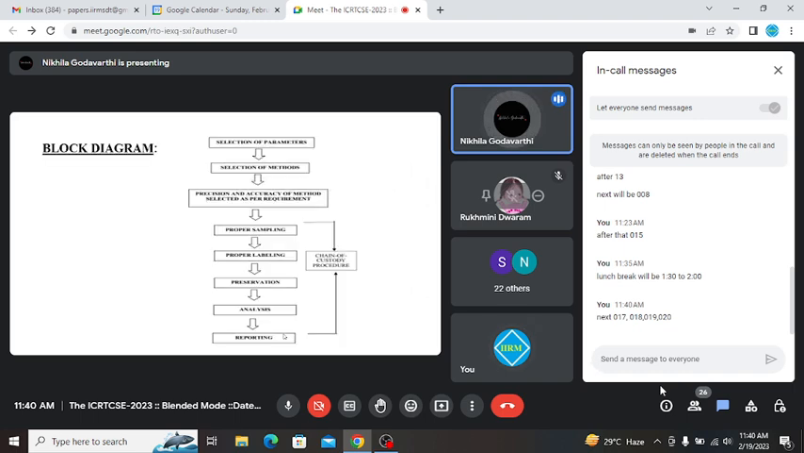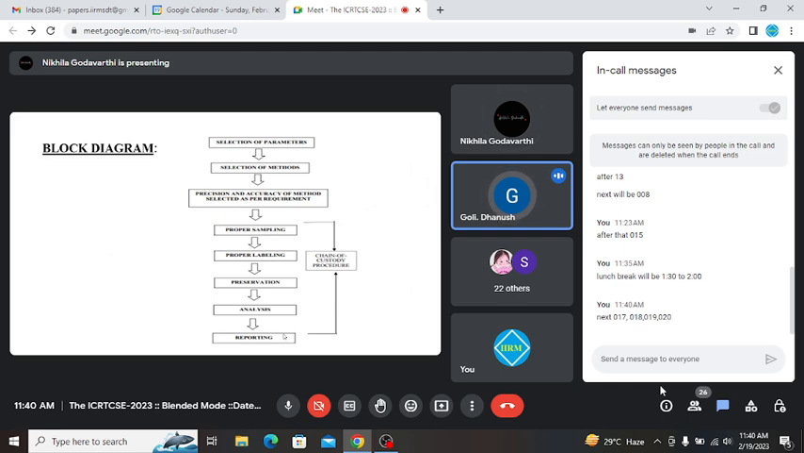So the next, the block diagram, will be continued by my teammate Danishwar. Hello, sir. Good morning, sir. Good morning, madam. Today I am here to explain the block diagram, a simple block diagram.